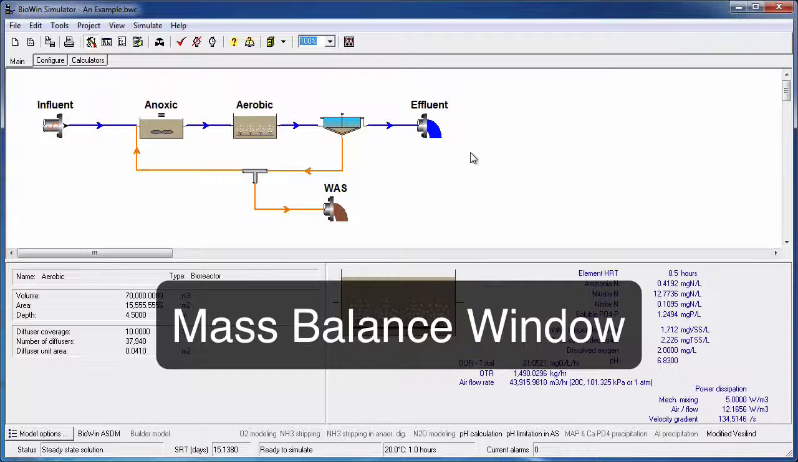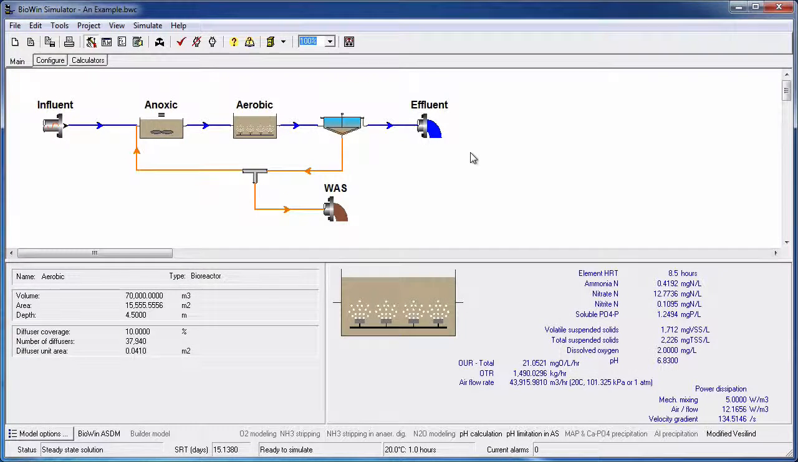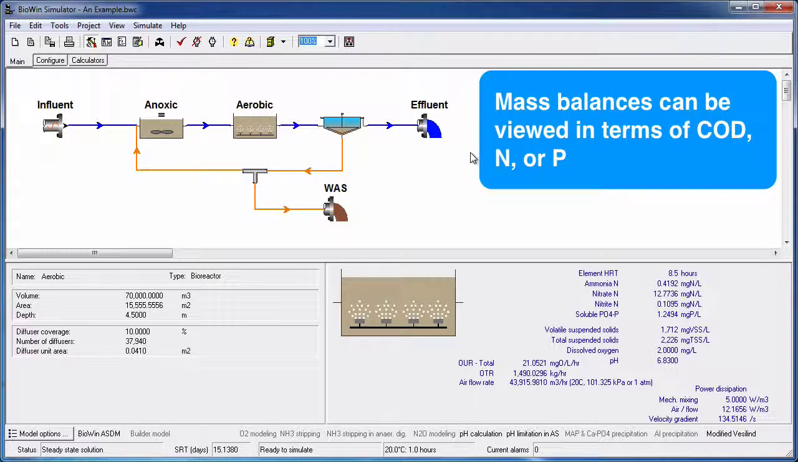In addition to using charts, tables, element information, and the BioWin Explorer for reviewing your simulation results in BioWin, you can use the mass balance window to see the mass flow rates of a selected state variable of interest into and out of an element. Mass balances can be displayed in terms of chemical oxygen demand, nitrogen, or phosphorus.